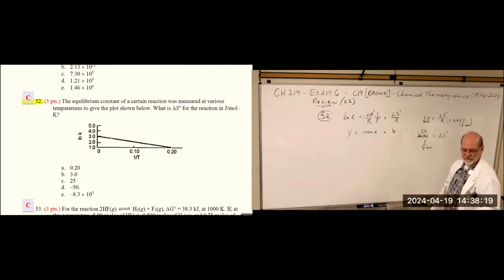That's just checking to see if you recognize the equation that goes with that graph and can read information from it. That's the purpose of that question.